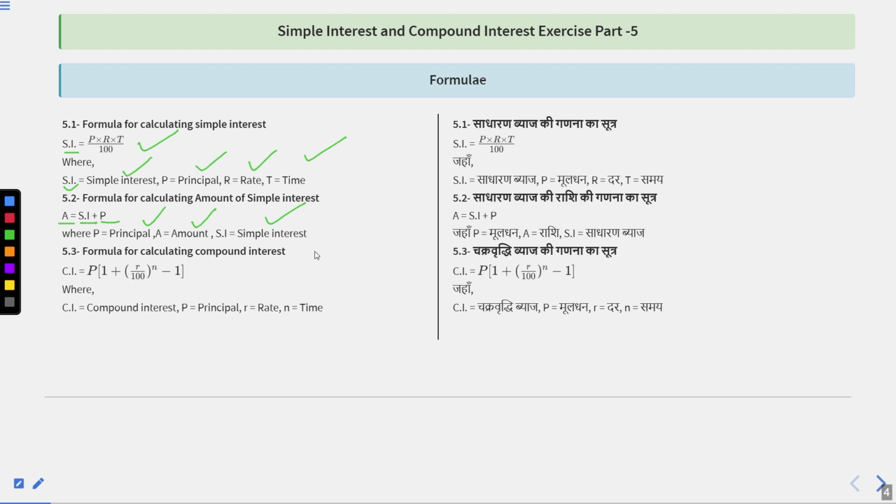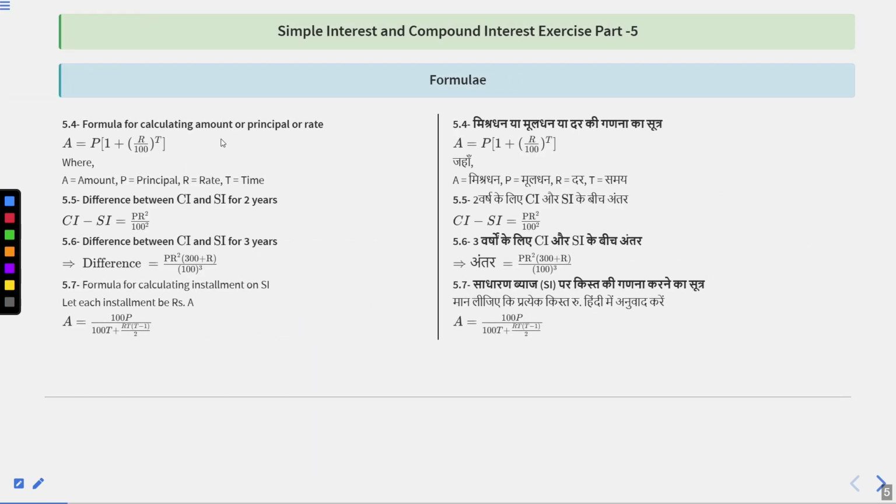So what will be the calculation of compound interest? Compound interest equals P in the bracket (1 plus R upon 100) whole to the power T minus 1. CI represents compound interest, P represents principal, R represents rate of interest and T represents time. Formula for calculating amount, principal or rate: amount A equals P in the large bracket (1 plus R upon 100) to the power T, where A equals amount, P equals principal, R equals rate of interest, T equals time.